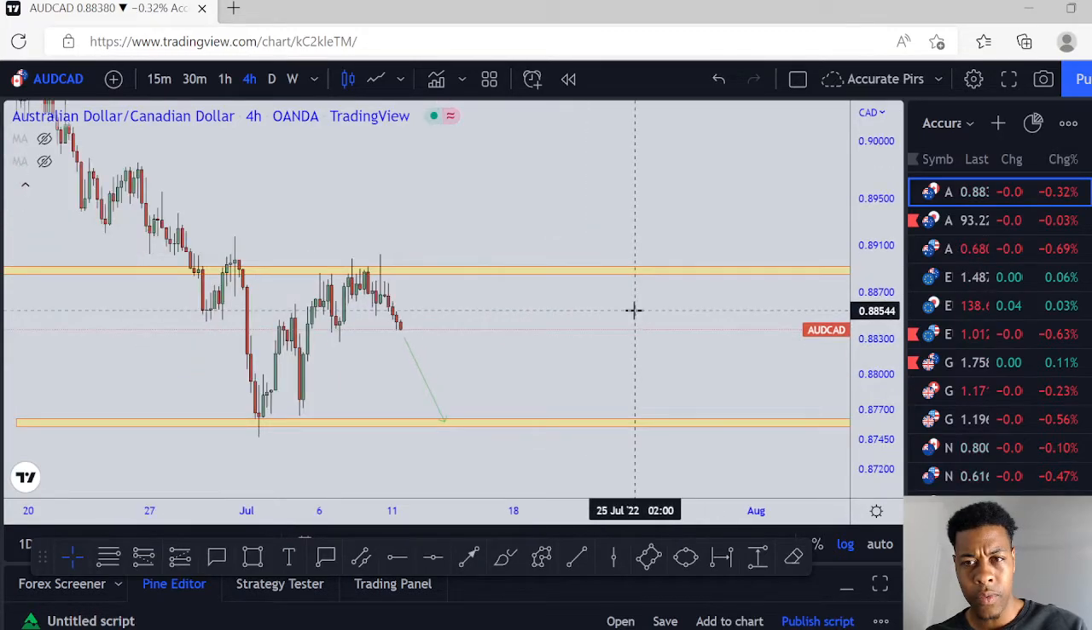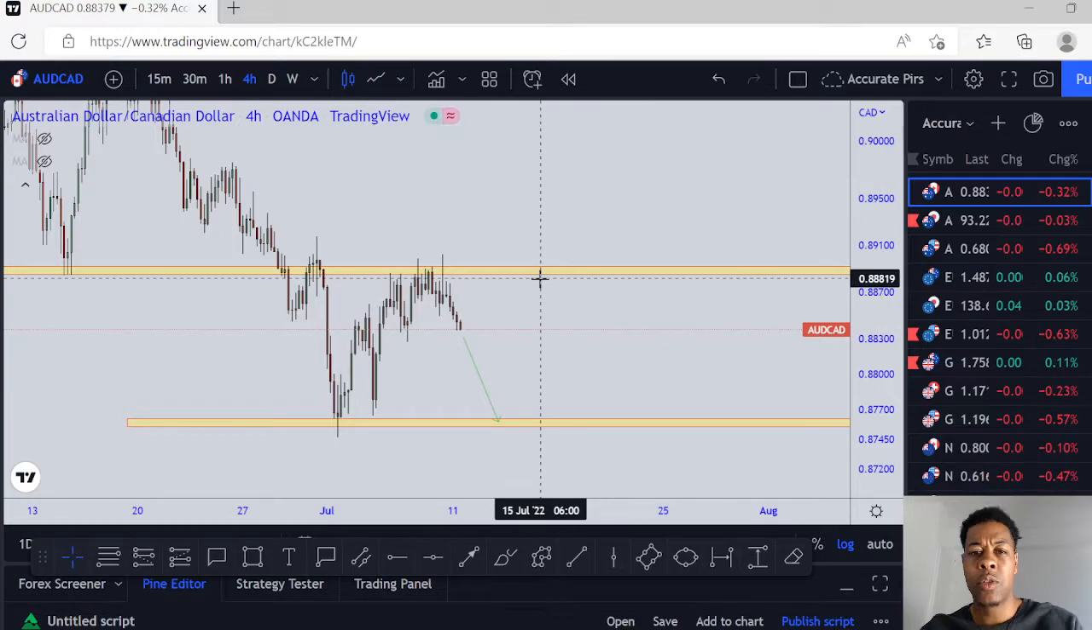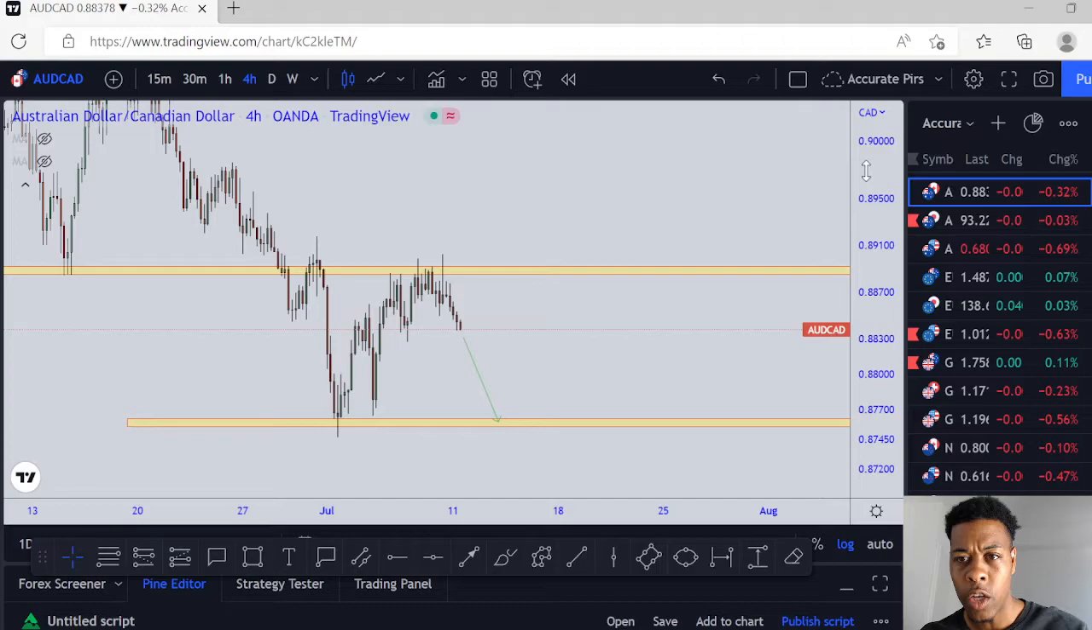So with AUD CAD, we've got these two support and resistance levels marked up right here. Take note of that.